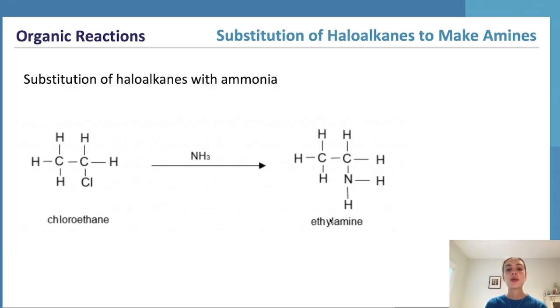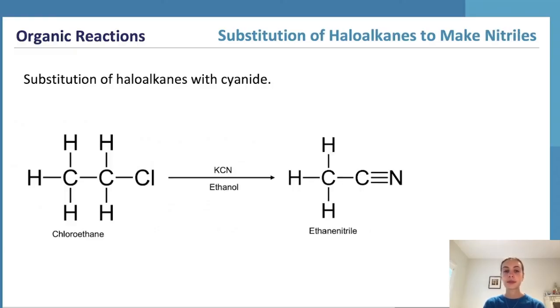So our main product would be ethylamine, and then we'd have a byproduct of HCl, being the leftover hydrogen from the NH3 and the chlorine from the chloroethane.